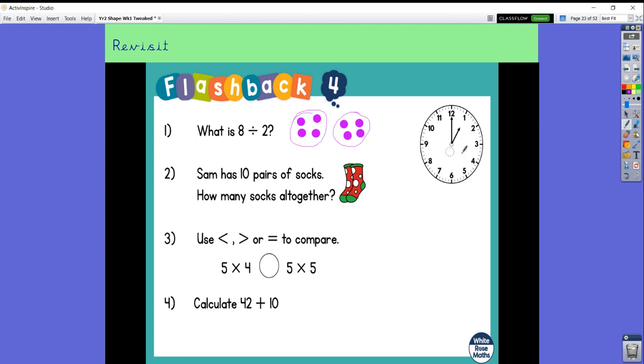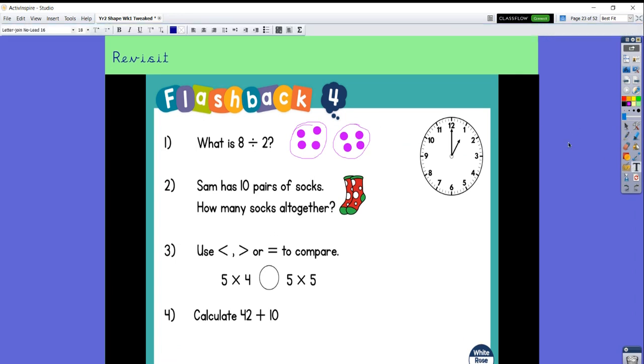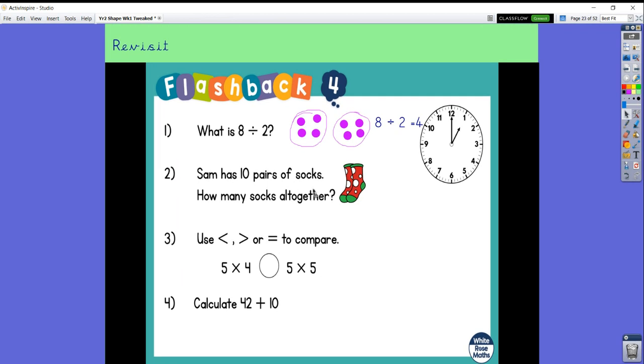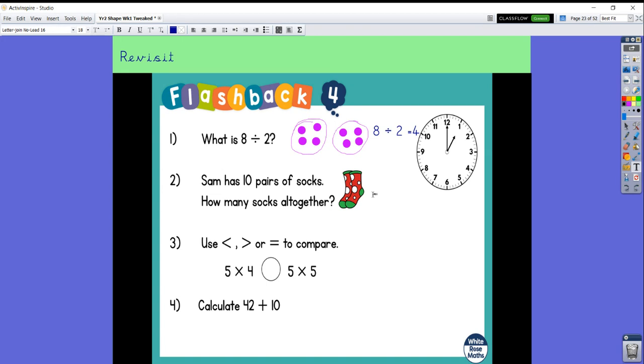So I know that 8 divided by 2 equals 4. Okay, so Sam has got 10 pairs of socks. How many socks is he altogether? So I've got 10 lots of 2 socks, because a pair is 2. So 10 times 2 is 20. I could have said 2 times 10, so it would have been quicker.